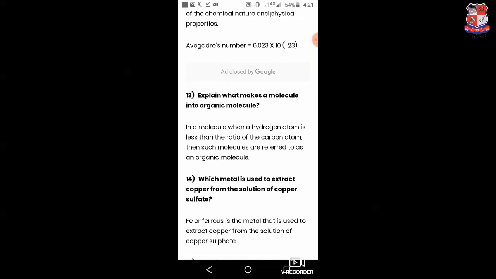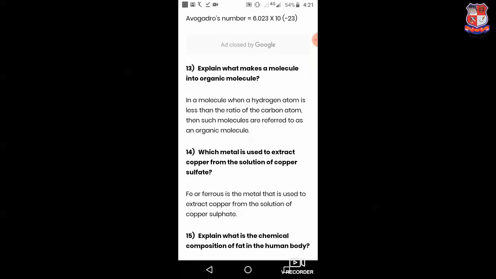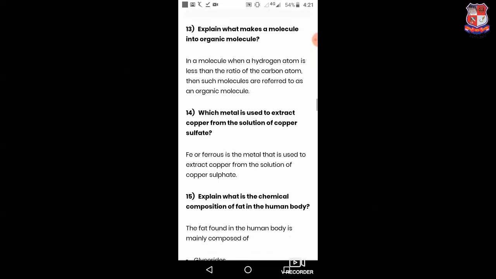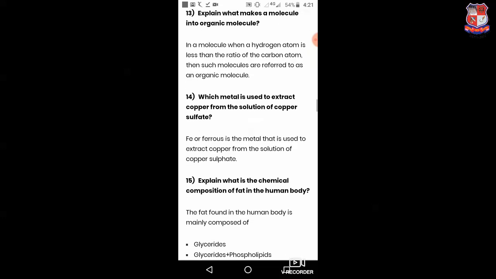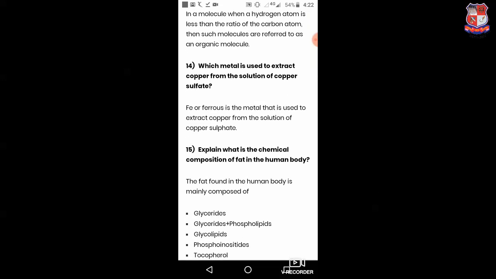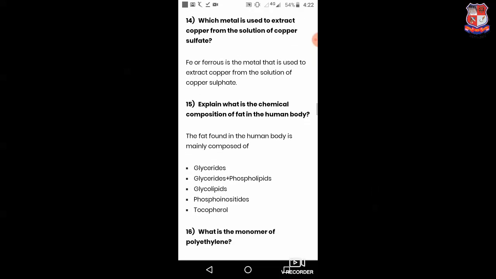Explain what makes a molecule an organic molecule. In a molecule, when the hydrogen atom ratio is less than that of the carbon atom, such molecules are referred to as organic molecules. Which metal is used to extract copper from a solution of copper sulfate? Fe, or iron, is the metal that is used to extract copper from a solution of copper sulfate.